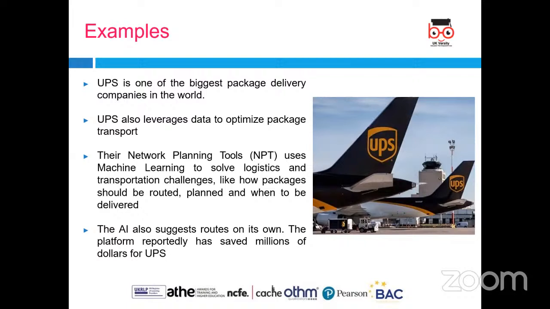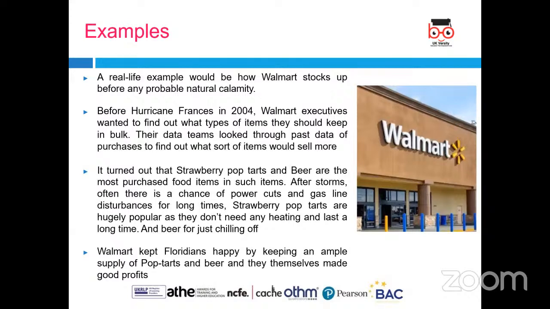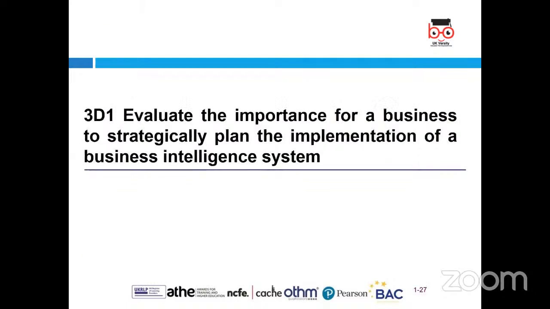So by using this business intelligence strategy and machine learning, the company can save tons of time and money when it comes to delivering the goods. So there are different types of examples for companies, such as Walmart, for example, which also uses business intelligence tools to improve their productivity and revenue.